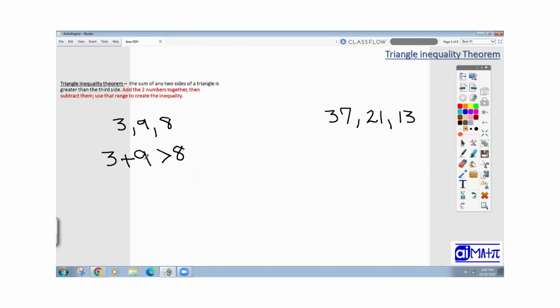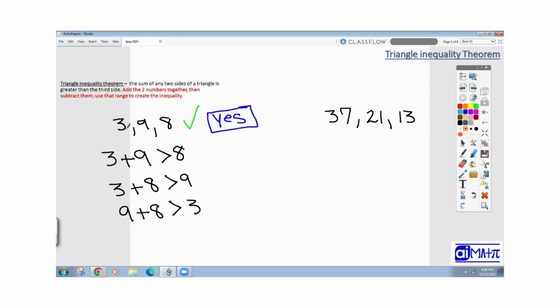Then I would take these other two sides. I would say 3 plus 8, and that's 11, so that's greater than 9. And then I would take 9 plus 8. That's 17, which is greater than 3. So I look at this and all three of these check out. So I would say, yes, this can be a triangle. If all three sides were 3, 9, and 8, that does work.